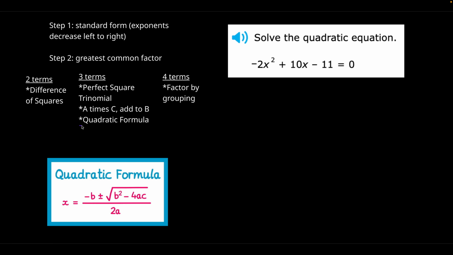Step 1, step 2, we come all the way down, we need to use the quadratic formula. So we're going to do the same thing we did in the last problem. We're going to plug in a, b, and c. When we do that, it looks like this.